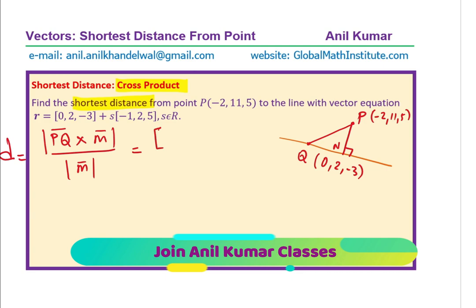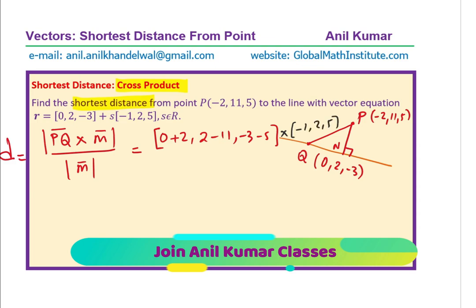So we are looking for PQ. When I say P to Q, let me write Q first. So we write 0 minus of this, that is plus 2, 2 minus 11, and -3 minus 5. Right, that is PQ. And we'll do this cross product with M, which is 1, 2, 5. Is that okay?